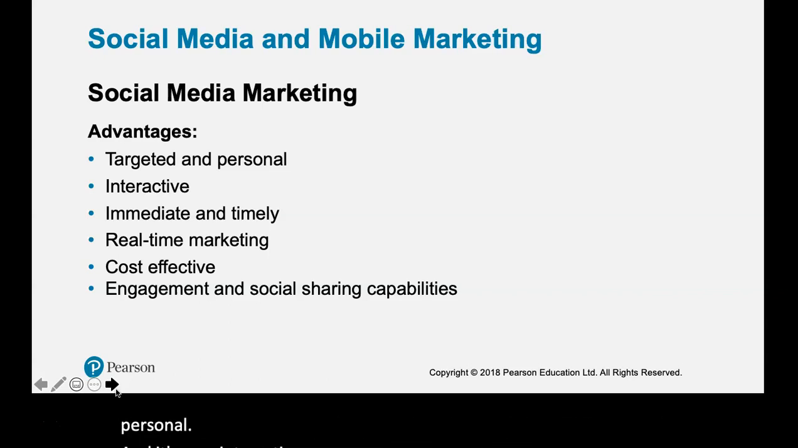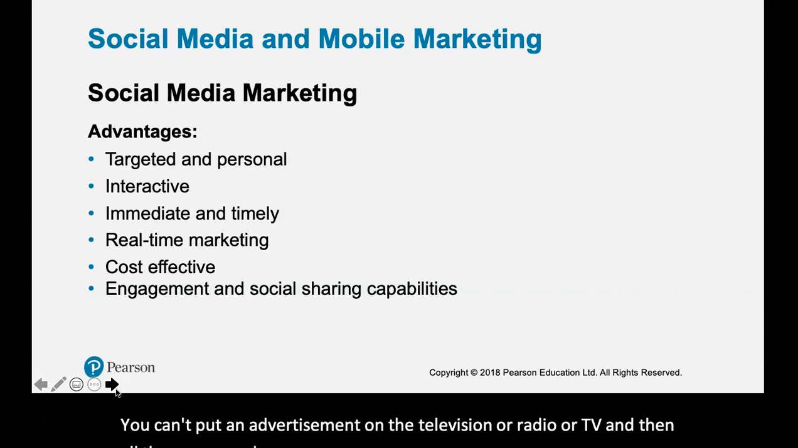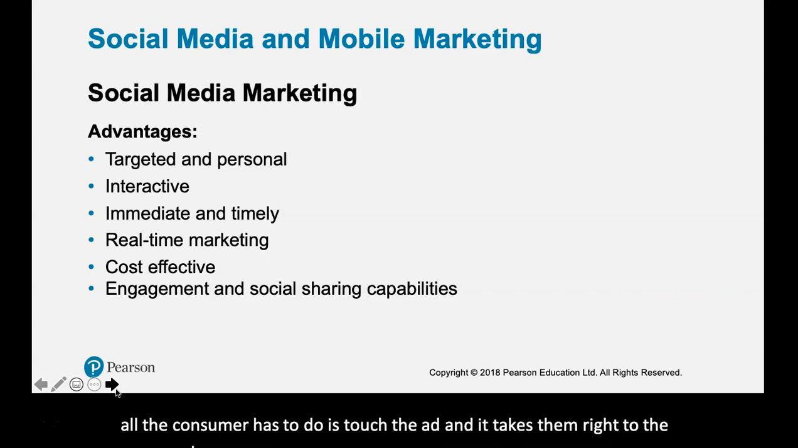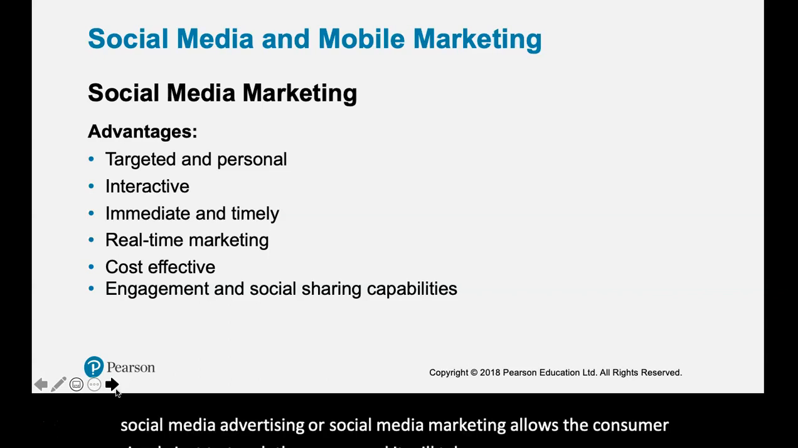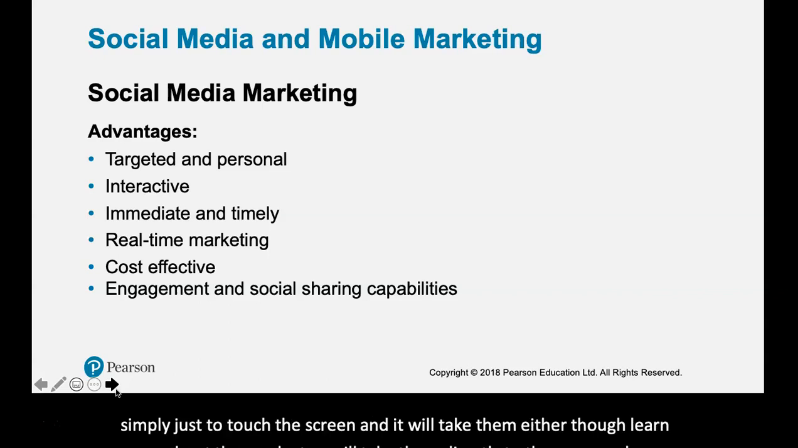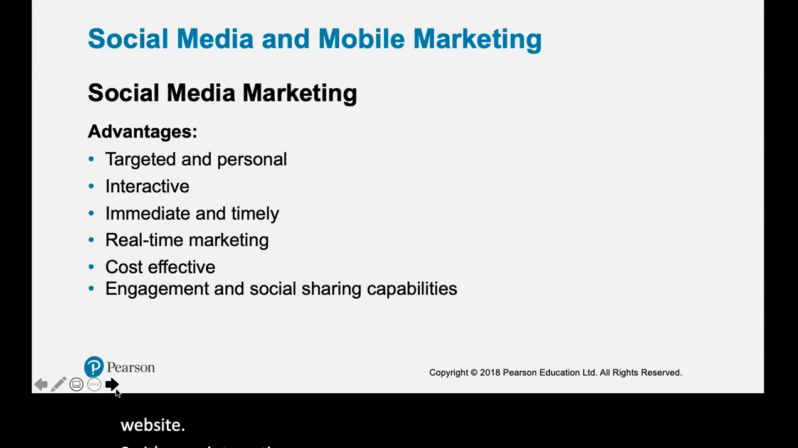You can't put an advertisement on a television or radio, and all the consumer has to do is touch the ad, and it takes them right to the company's website. Those types of mediums don't allow that. However, social media advertising or social media marketing allows the consumer simply just to touch the screen, and either they'll learn more about the product or it will take them directly to the company's website. So it's very interactive. It's immediate and timely because you can do it instantly.